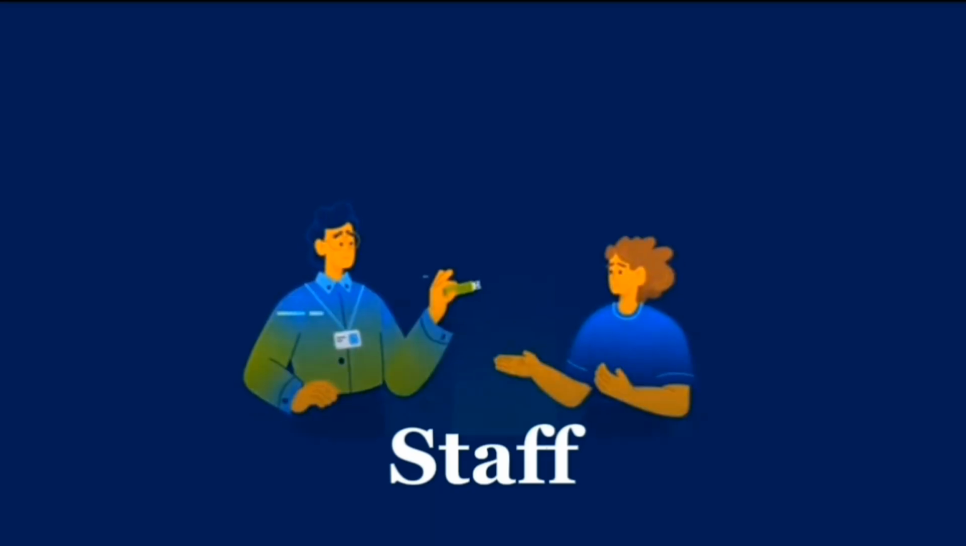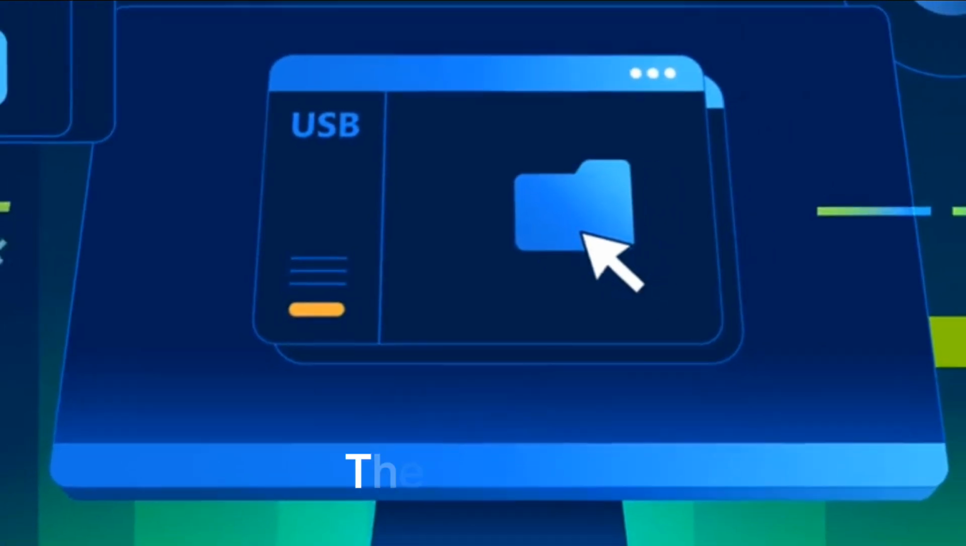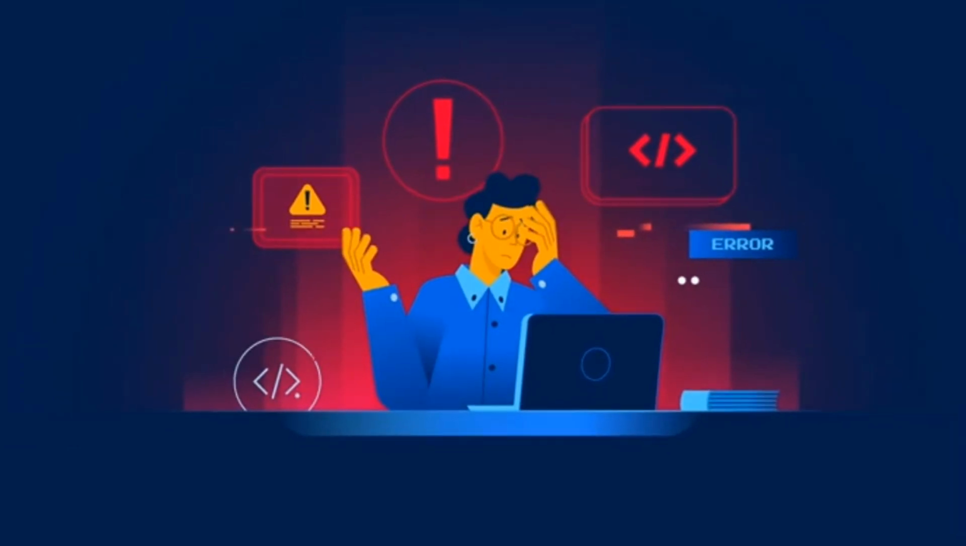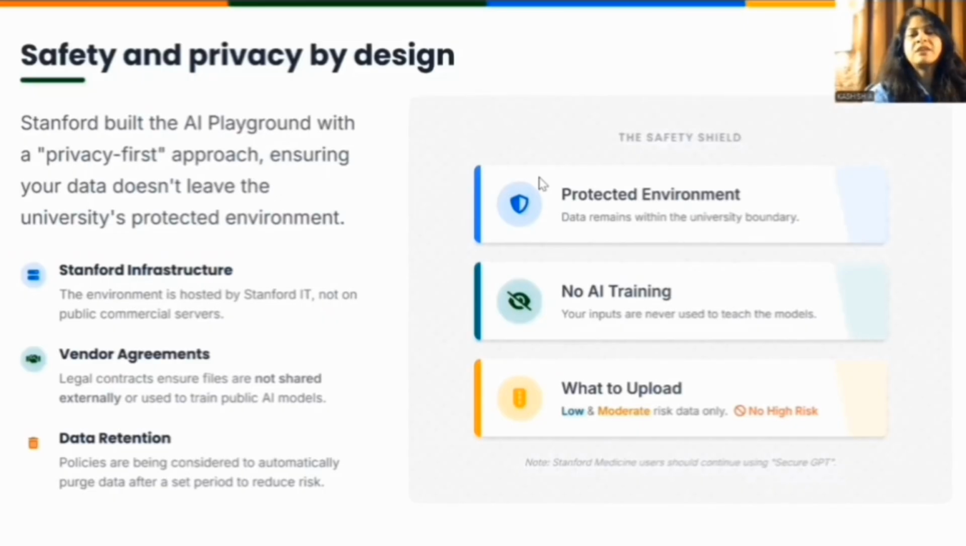Your staff, higher officials, and personnel can use and share data, not someone else outside the university or outside the office. No AI training: your inputs are never used to teach the models. That happens in ChatGPT and Gemini, but not in this playground which is created just for your office or your university.